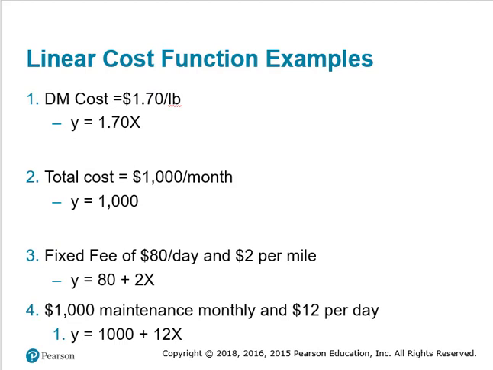So for direct material costs would be y equals 1.70x. Okay. For total cost of $1,000 a month, it's y equals 1,000. Fixed fee of $80 a day and $2 per mile, y equals 80. That's your intercept plus $2 x times the number of miles. That's your independent variable. And finally, for $1,000 maintenance monthly and $12 per day, y equals 1,000. That's your fixed cost plus 12x. Okay, so make sure this is all good and in your head.